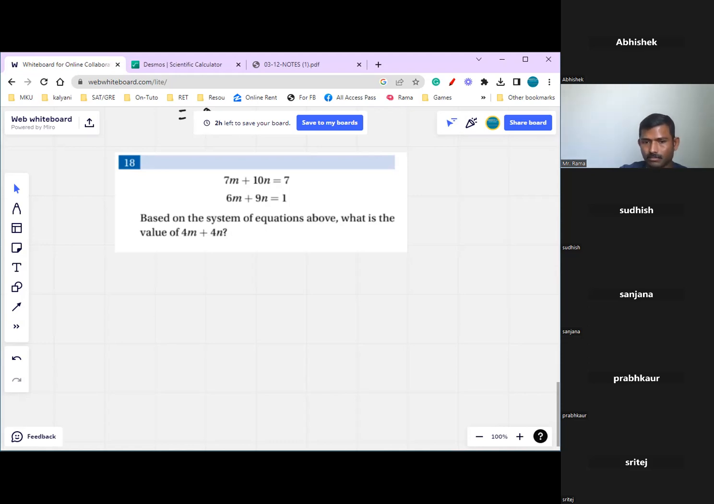7m plus 10n equals 7. 6m plus 9n equals 1. Based on the system of equations above, what is the value of 4m plus 4n? Yeah, okay. All right, that's good. Let's give it a try quickly. I'm going to give you guys a minute to work on this.